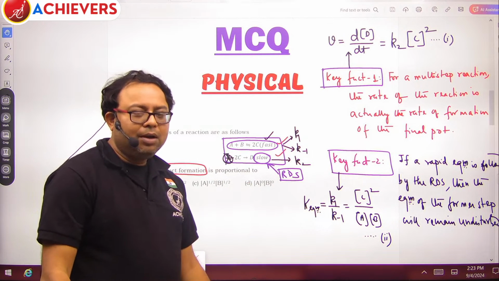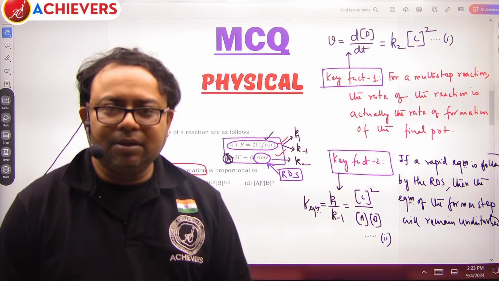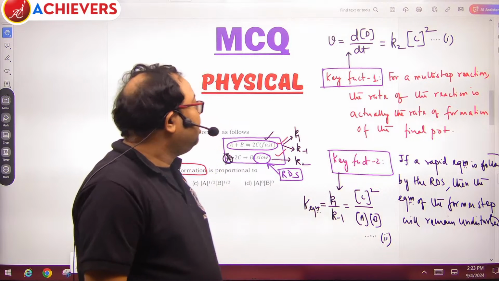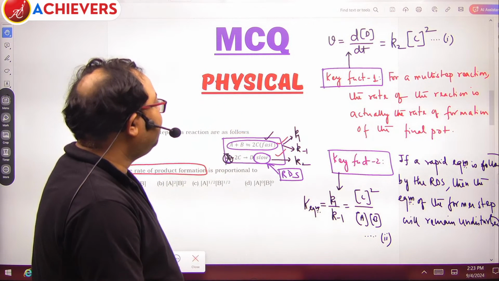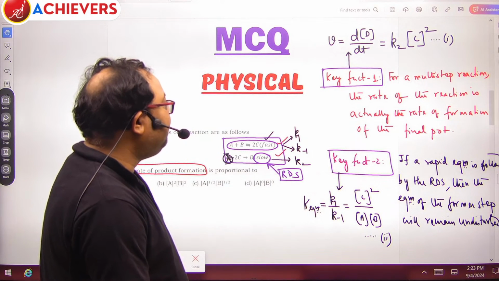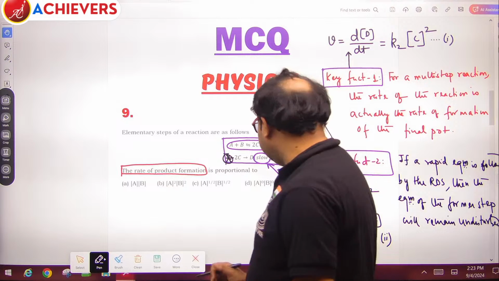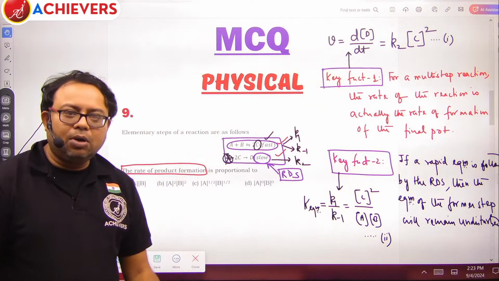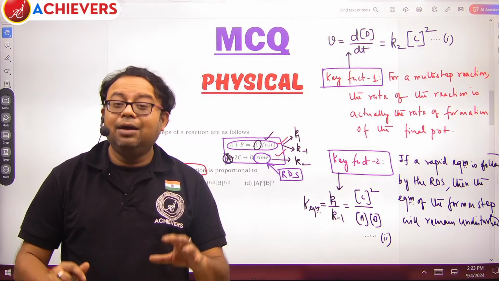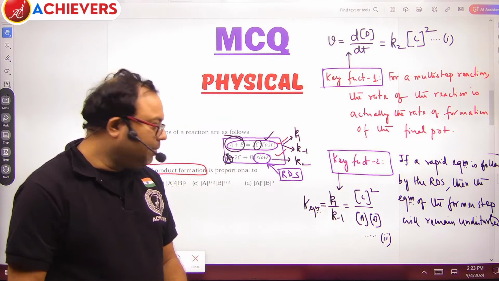We know that the equilibrium of the step before the RDS will be established, and that is what is written over here. Now you see, in equation 1, the rate is equal to K2 multiplied by concentration of C square. But C is the intermediate, so you have to express the concentration of C in terms of the actual reactants, A and B. And that can be done from equation 2.